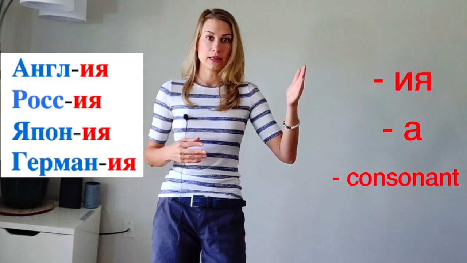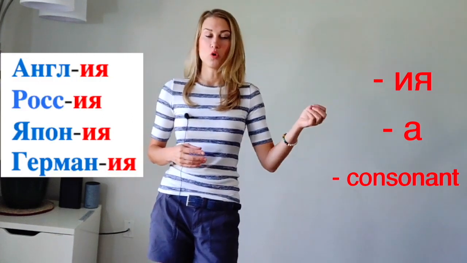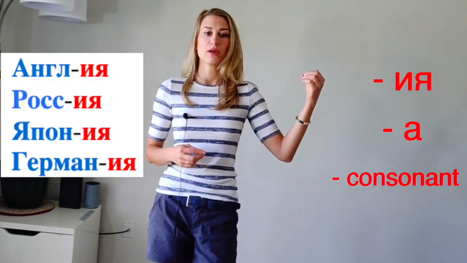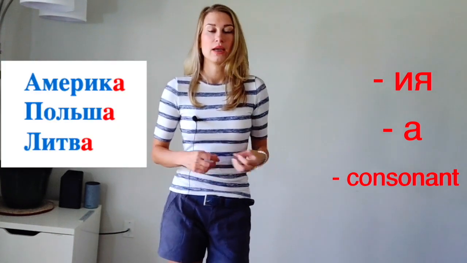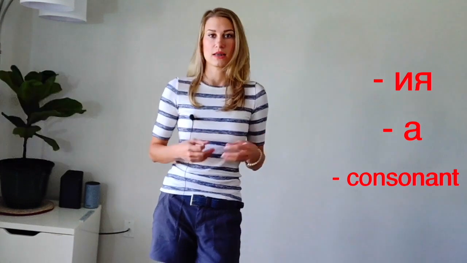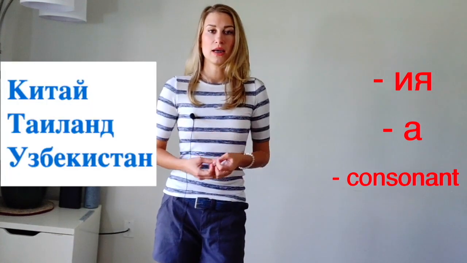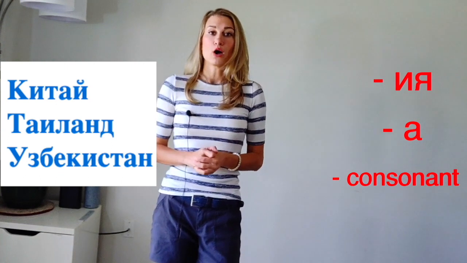So now we're taking our countries that we talked about, the countries ending on «ия», «а», and the consonant, and they're going to be in nominative case, right? In the beginning, in the dictionary case. So we have countries Англия, Россия, Япония, Германия. And we have countries ending on «а»: Америка, Польша, Литва. And countries ending on a consonant: Китай, Узбекистан, and Таиланд. And now we are going to look how they are changing in prepositional case.